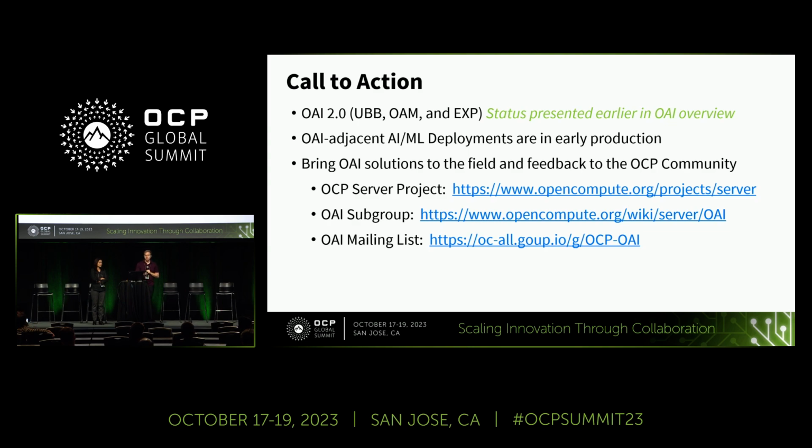So for our call to action, I think it's been mentioned a couple of times that the OAI 2.0 specs are available on the wiki page. They're publicly available. I encourage you to take a look at those. As Vasanta mentioned, there are some OAI adjacent deployments that we see in early production right now. And our call to action is to bring more of these types of solutions to the field, to the market, and then feedback to the OCP community as we try to figure out next steps, what worked, what we need to do going forward, whether it's thermally, signal integrity-wise, mechanically. And so join the OAI subgroup, contribute on the mailing list, and check the server project for updates.